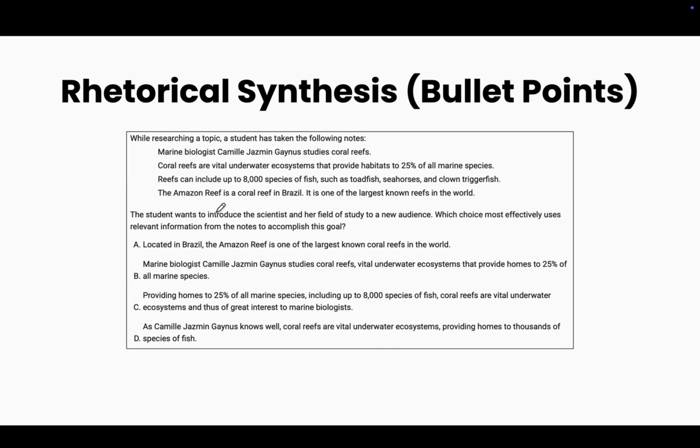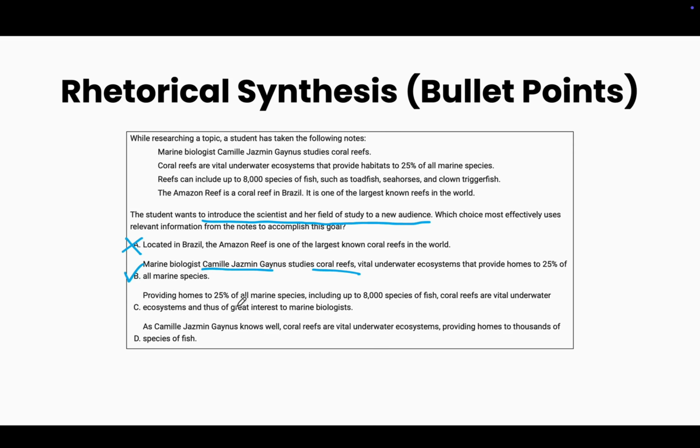Let's look at this next question. The student wants to introduce the scientist and her field of study to a new audience. Choice A: Located in Brazil, the Amazon reef is one of the largest known coral reefs in the world. This just describes the reef. No scientist is introduced, so this is wrong. Choice B: Marine biologist Camille Jasmine Gaines studies coral reefs, vital underwater ecosystems that provide homes to 25% of all marine species. Perfect. It introduces the scientist Camille Jasmine Gaines and her field studying coral reefs.